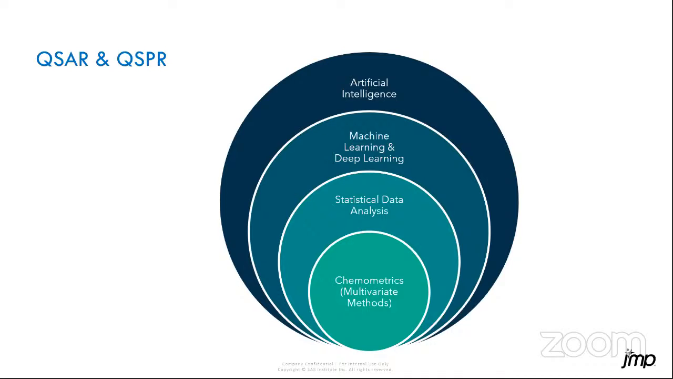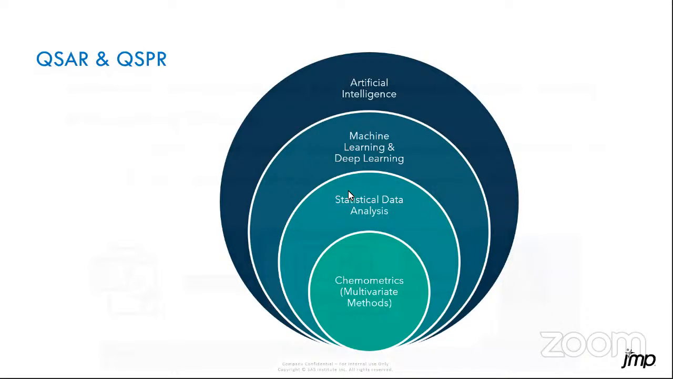Artificial intelligence is a bigger gamut. Within that, there is machine learning or deep learning, and within that, we have statistical data analysis, everything. And then the chemometric or the multivariate methods. So this is where we're going to touch base. A lot of the words I might be using are interlinked. If I use multivariate, regression, AI, machine learning, everything is part of chemometrics at this point of time. Okay. So moving ahead.